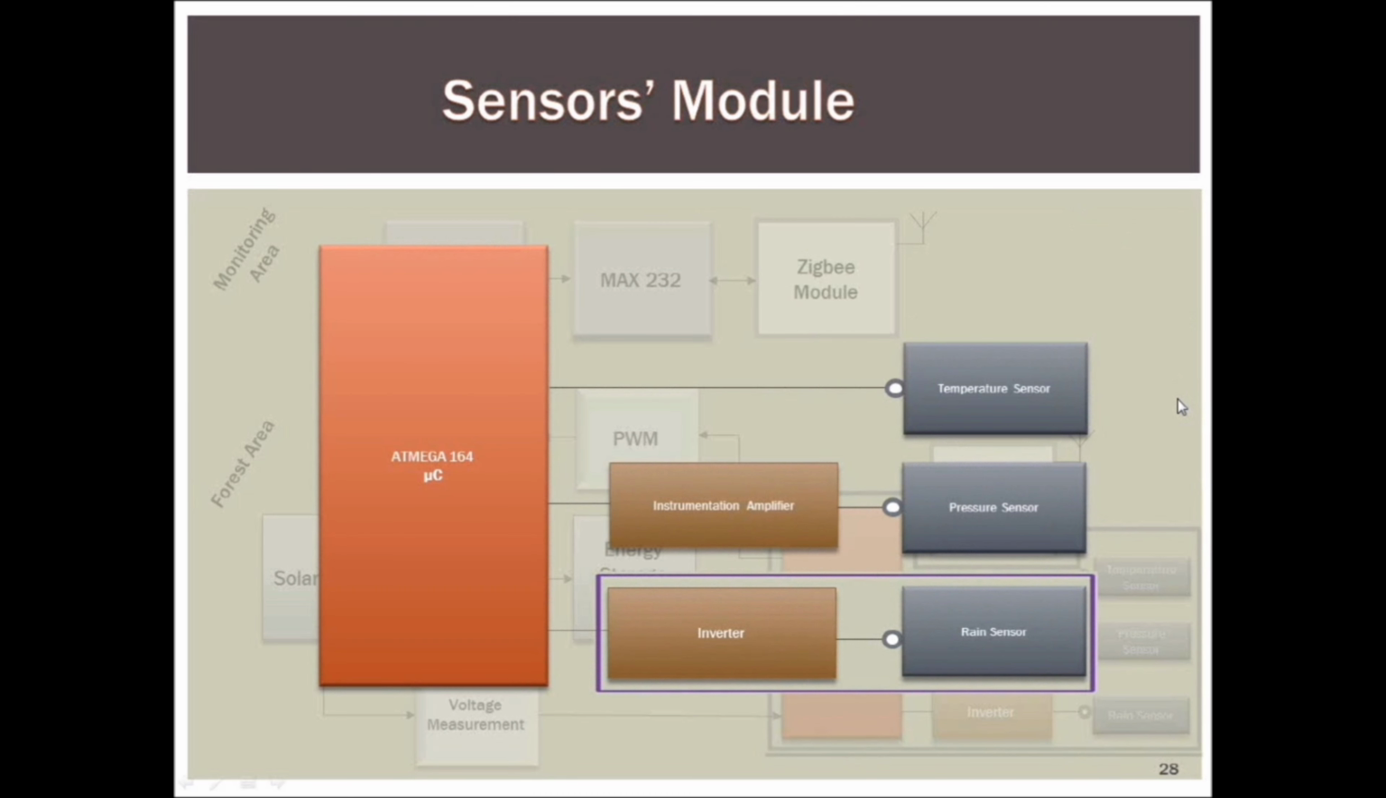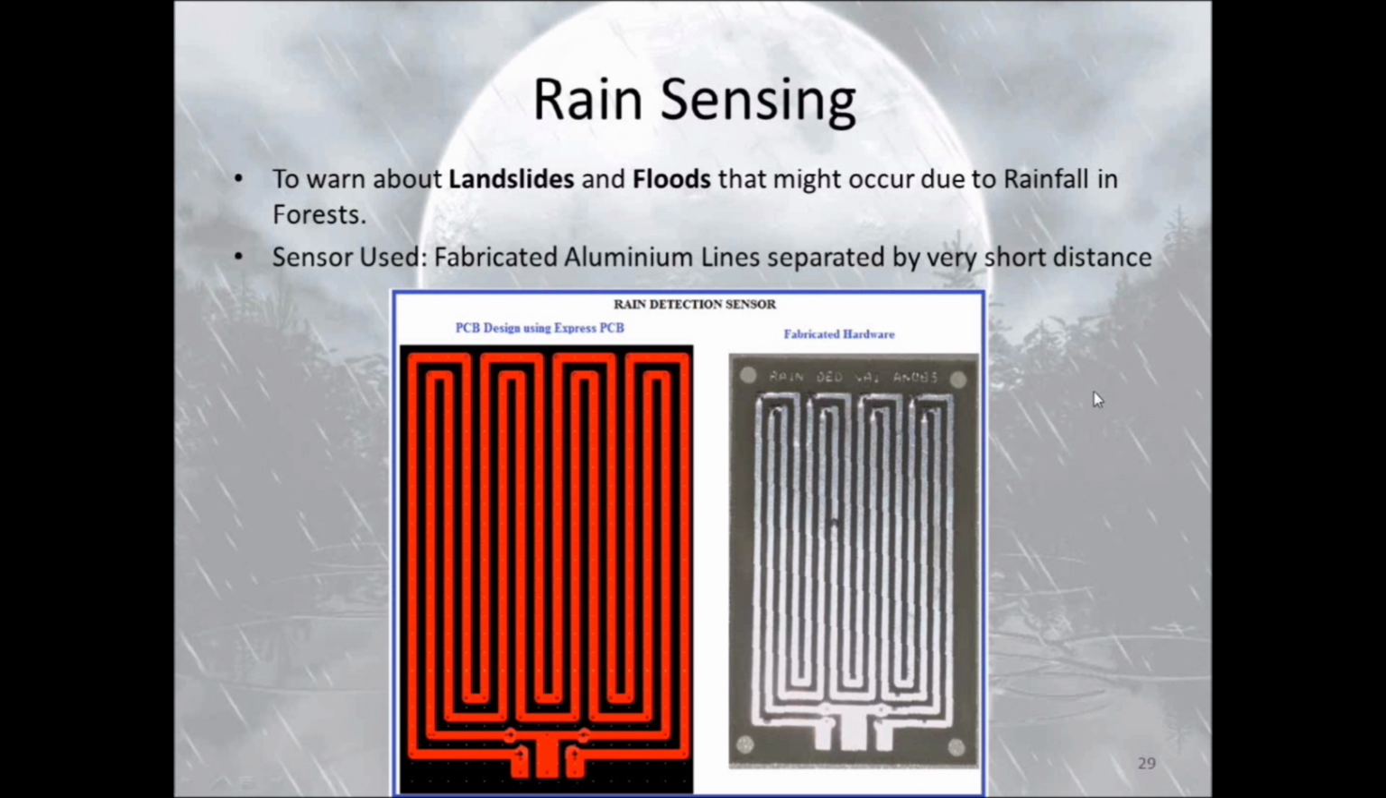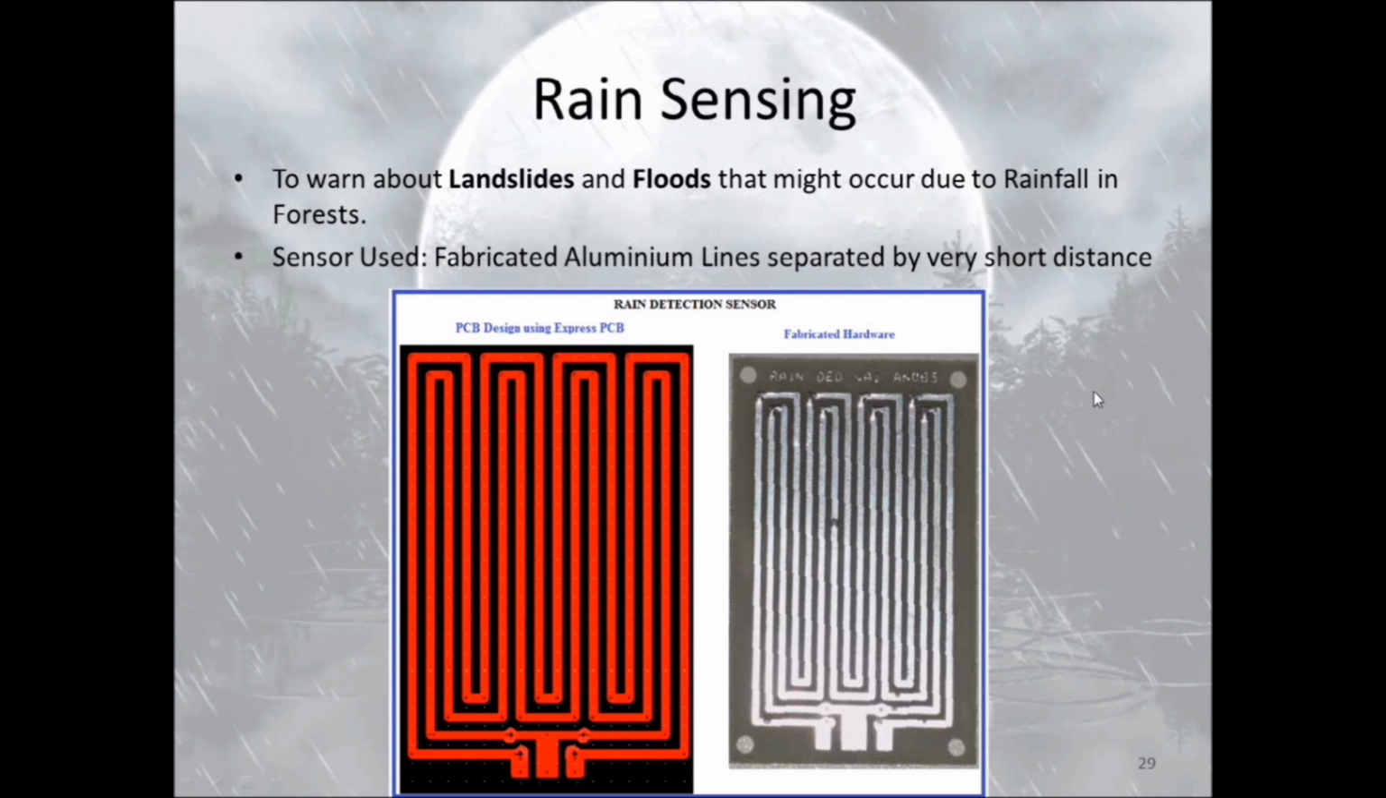Now we will come to the final sensor, which is the rain sensor. We will see about the rain sensor and inverter. Rain sensor is used to warn about landslides and floods that might occur during rainfall in forests.